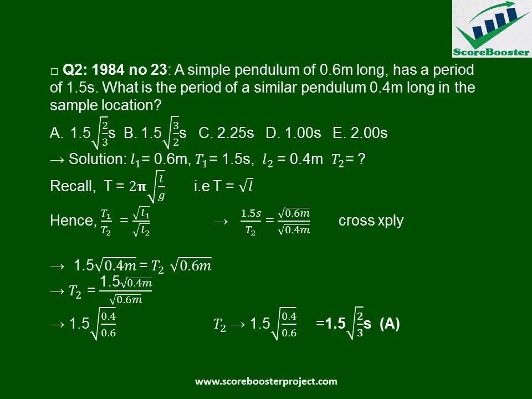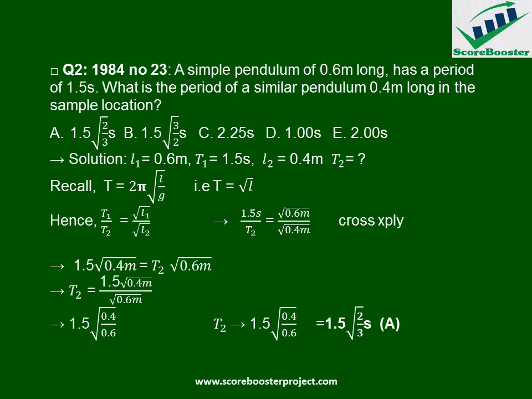Now solution. The first thing is to write out the given parameters, and from the question we are given length 1, L1, which is 0.6 meter. Then we are given the period 1, which is 1.5 seconds. Then they ask what is the period of a similar pendulum of 0.4 meter. That means the length 2 is now 0.4, while the period is unknown.